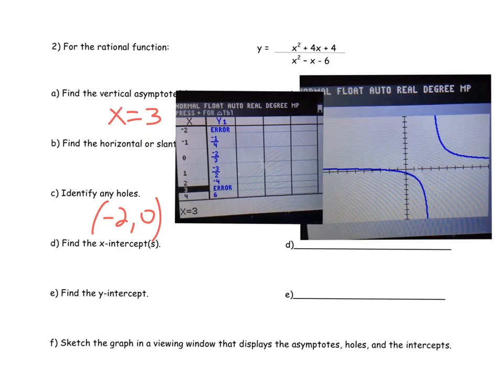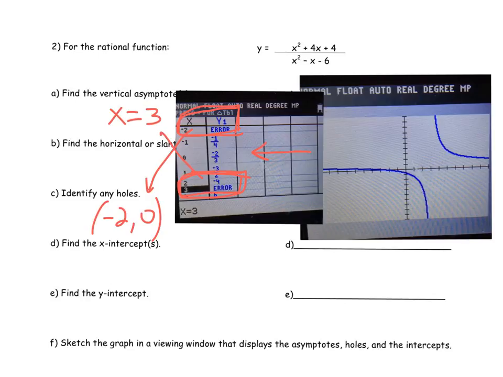And one of the things that you can do to verify your work is you can go to your table and look for errors. The problem is you're going to have to be able to interpret what these errors are saying. For example, here, the error at negative 2 is telling you that there's a hole at the point negative 2 comma 0. Here, the error at 3 is telling you that there's a vertical asymptote at x is equal to 3. So if you see an error message in your table when you're graphing a rational function, you know that there's an issue going on. You just have to be able to interpret what that issue even is.